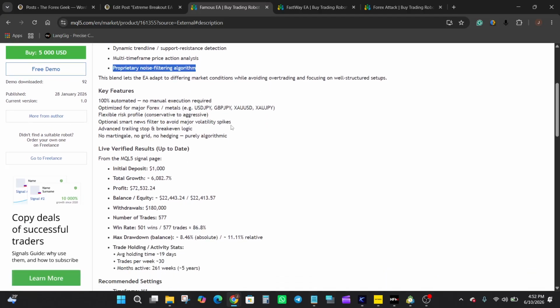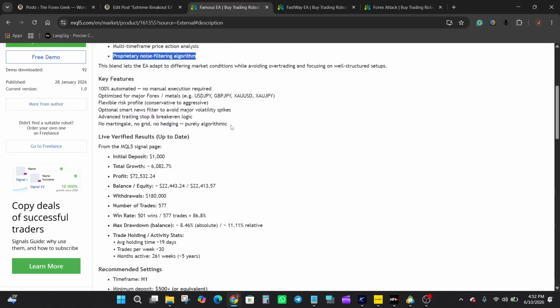Now, moving into the features section, I can see it includes flexible risk settings, optional smart news filtering, and advanced trade management like trailing stop and break-even logic. It also clearly states there is no martingale, no grid, and no hedging, which suggests a more structured algorithmic approach.